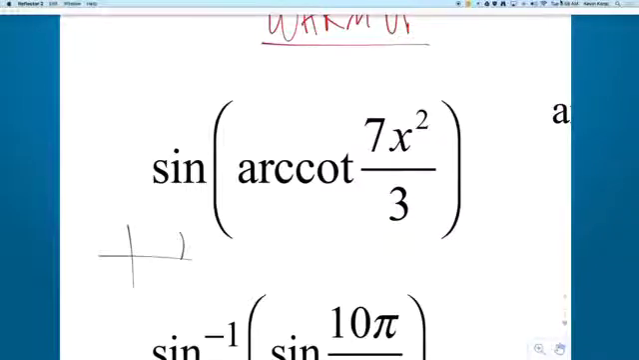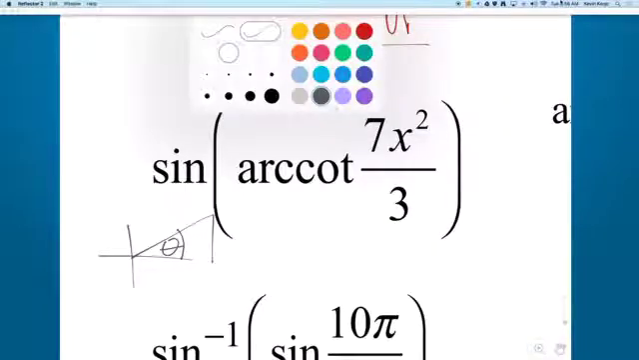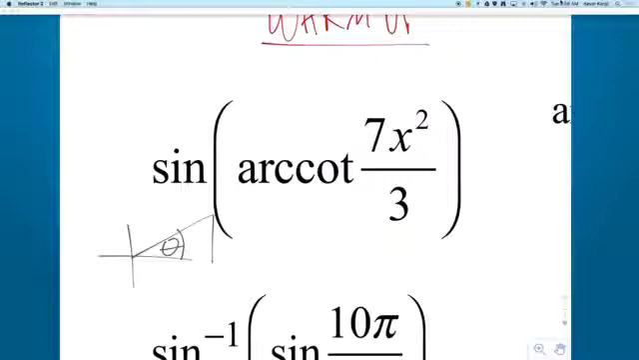So for this type of problem, you'll just draw a generic reference triangle, and you label the sides based upon the given ratio. Cotangent is what in terms of x, y, and r? X over y, yeah. So we got a 7x squared here and a 3 there. And then by the Pythagorean theorem, if you need to call that r temporarily so you have a placeholder, that's what variables are for. But hopefully at this level, you should be able to just realize that that's going to be the square root of 7x squared quantity squared, which is 49x to the 4th, plus 3 squared is 9.